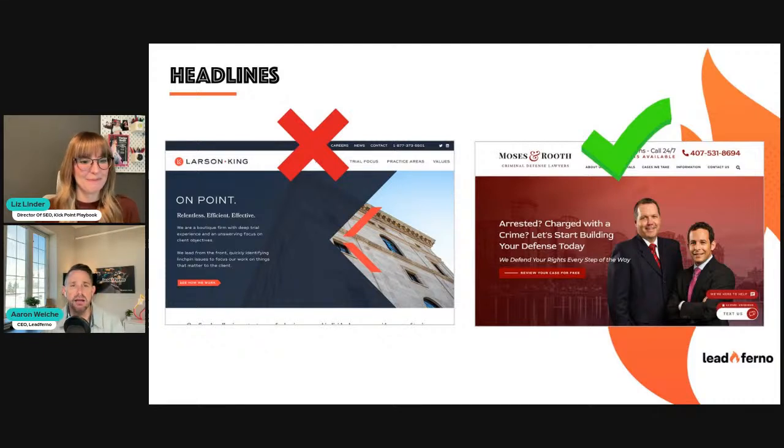You bet. All right. So here's just a couple of quick examples of not doing it the right way, versus how we take it up a level. So we have two law firms here. One, we see this law firm is just telling you they're on point, they're relentless, efficient, and effective. So if I take this headline, I could apply this to plumbing. I could apply this to a number of different services. It really doesn't speak to what situation the user might be in, and how you can help them.